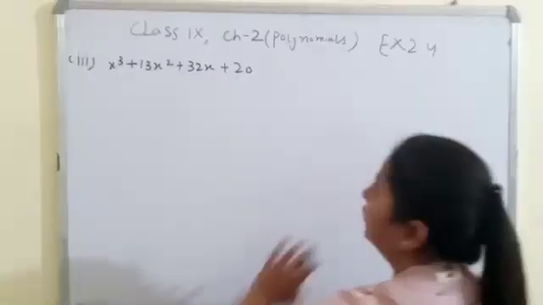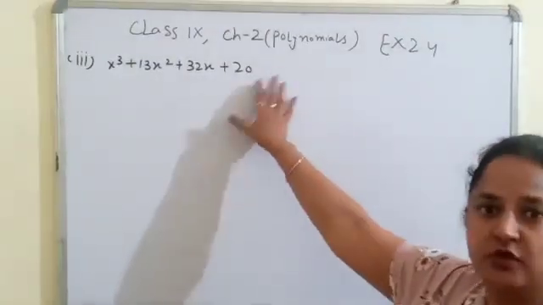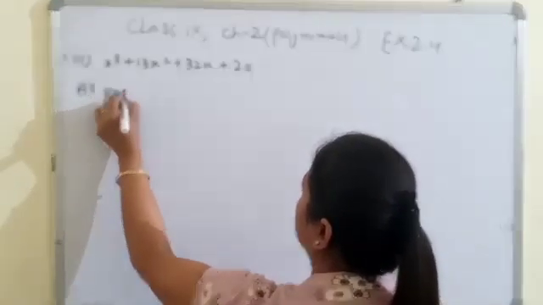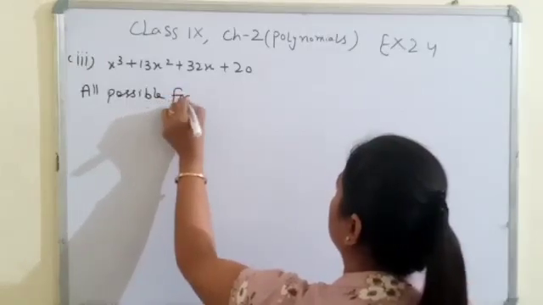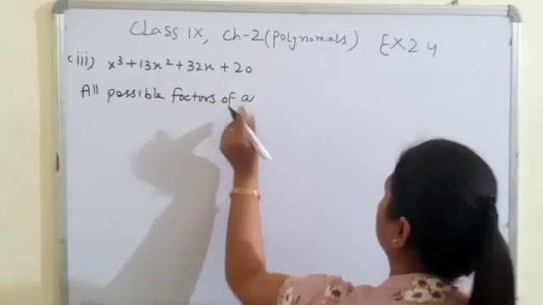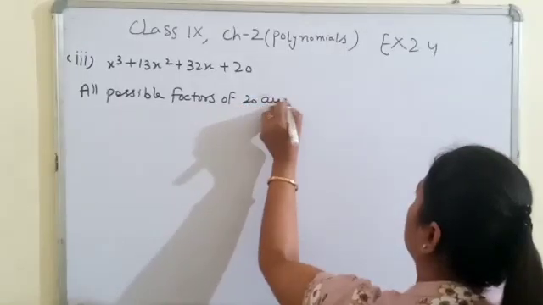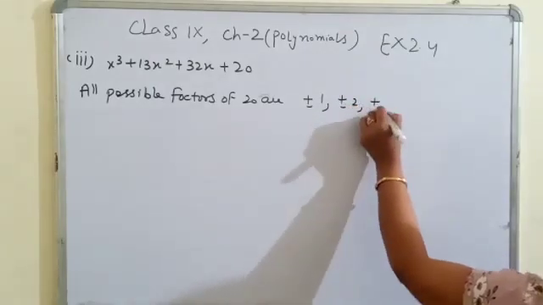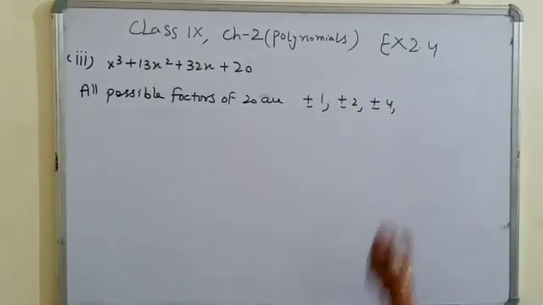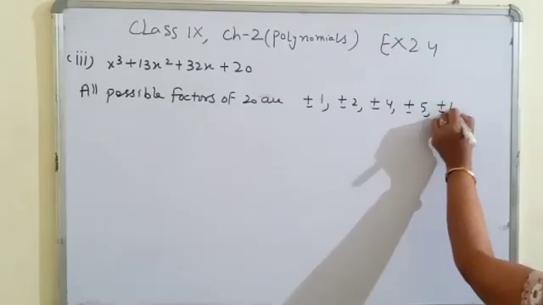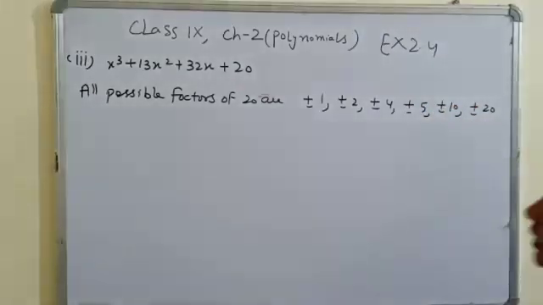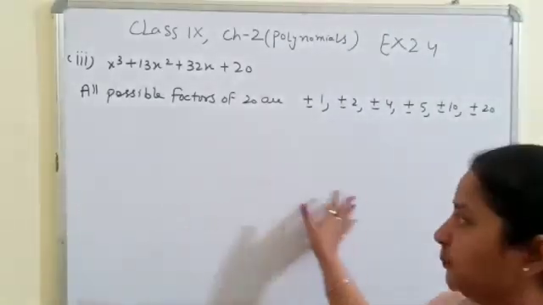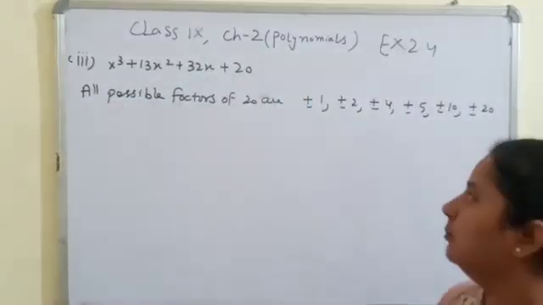First of all, we shall look for all the possible factors of 20, because 20 is the constant value. All possible factors of 20 are plus minus 1, plus minus 2, plus minus 5, 10 and 20. These are all possible factors of 20. By the trial method we will check one by one which one is a factor of this polynomial.